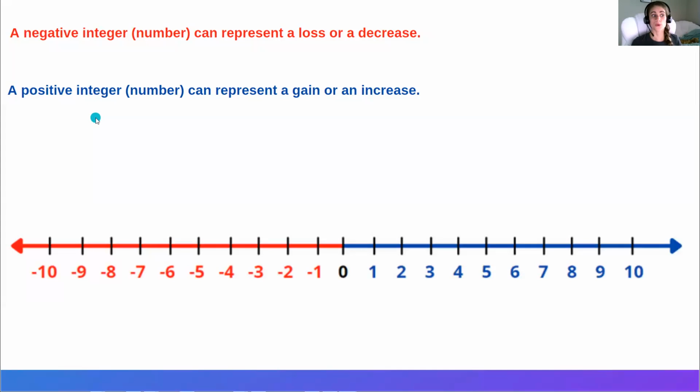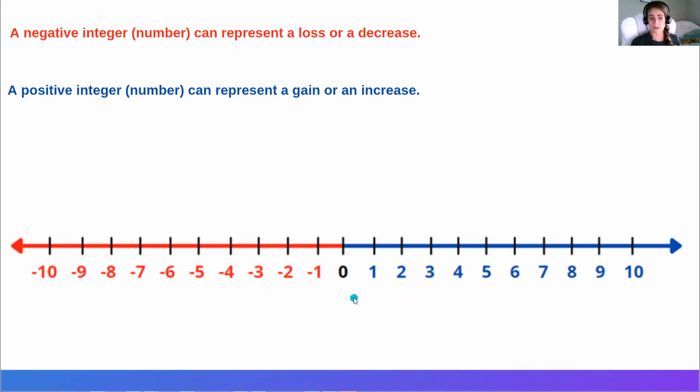The opposite of that would be a positive integer, a positive number. That is a gain or an increase. So if you are earning money because you did a job, if someone is paying you back, if you are going up in a hot air balloon, your height is increasing, all of that would be represented with a positive number. One thing that you can use to help you visualize that is a number line.